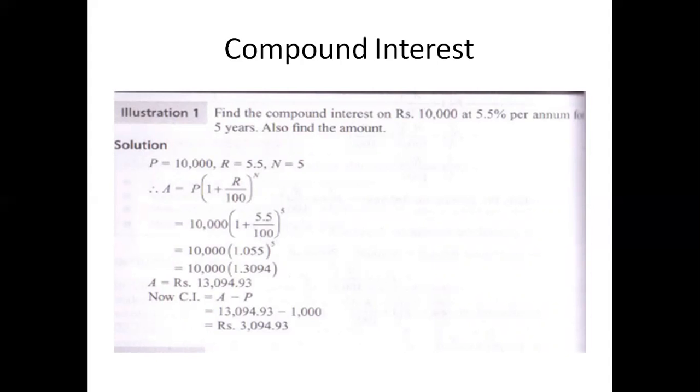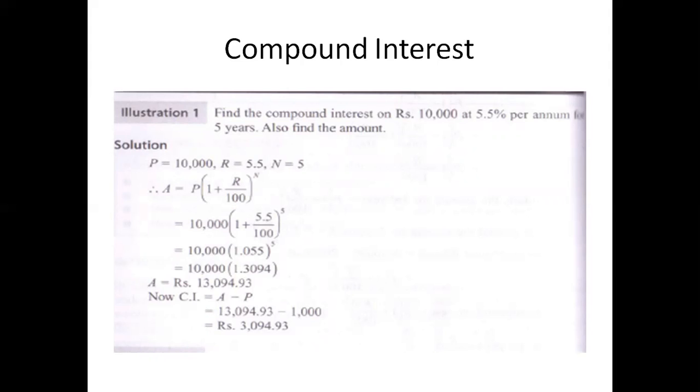So we have P equal to 10,000, R equal to 5.5, and n equal to 5. So we have the amount as P into (1 plus R by 100) to the power of n. P is 10,000, the rate of interest is 5.5%, so 1 plus 5.5 by 100, and the number of years is the power of 5.